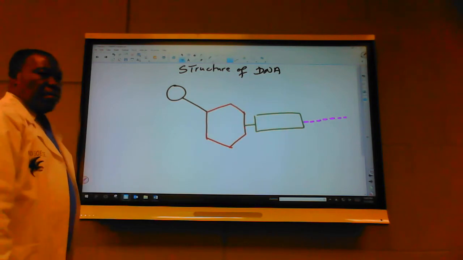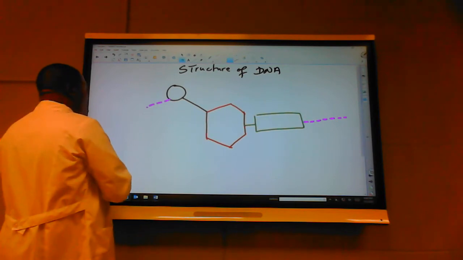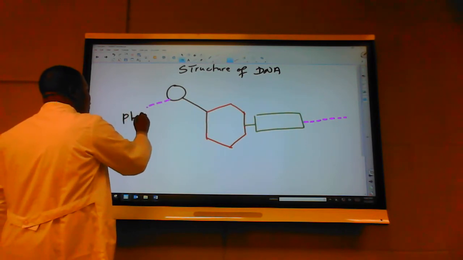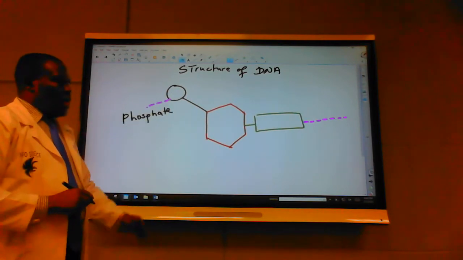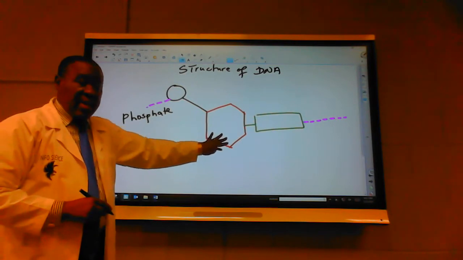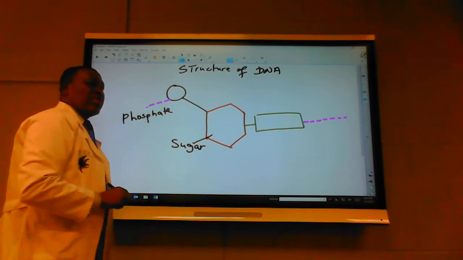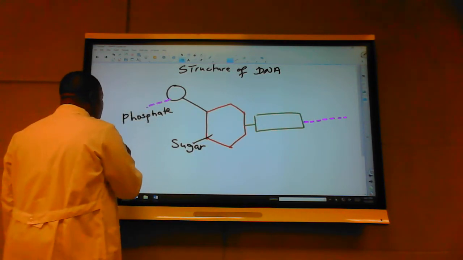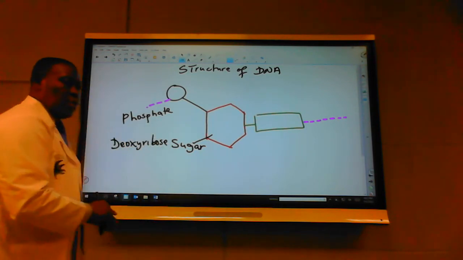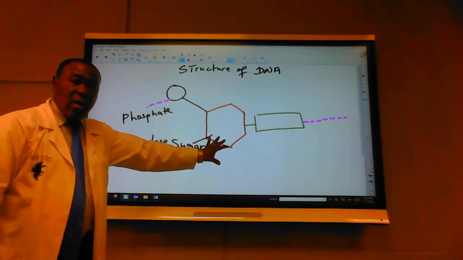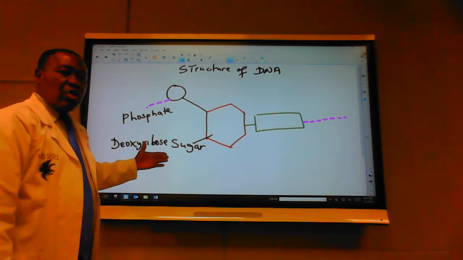Now, let's try to label the parts of this DNA structure, okay? The circle is called the phosphate. So write the word phosphate beside the circle. The stop sign or the hexagon is the sugar. But this sugar is a special type of sugar called the deoxyribose sugar. So yeah, this is sugar, but it's a special type of sugar that's called the deoxyribose sugar.